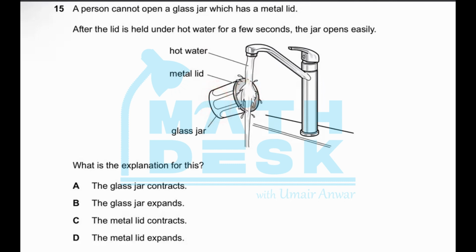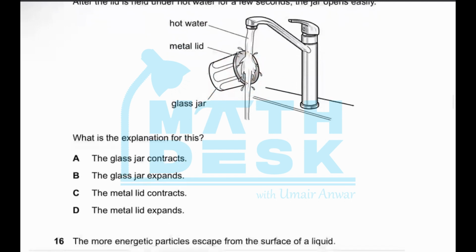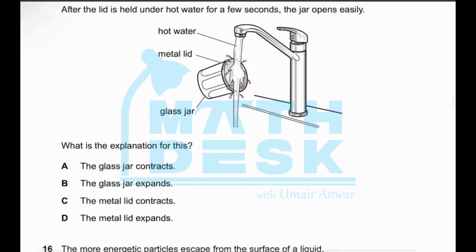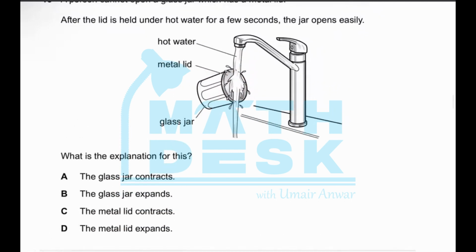What is the explanation for this? The glass jar contracts? No. The glass jar expands? Yes, it expands, but glass has a low thermal conductivity as compared to the metal, so it would expand, but it would expand later. The metal lid contracts? No.